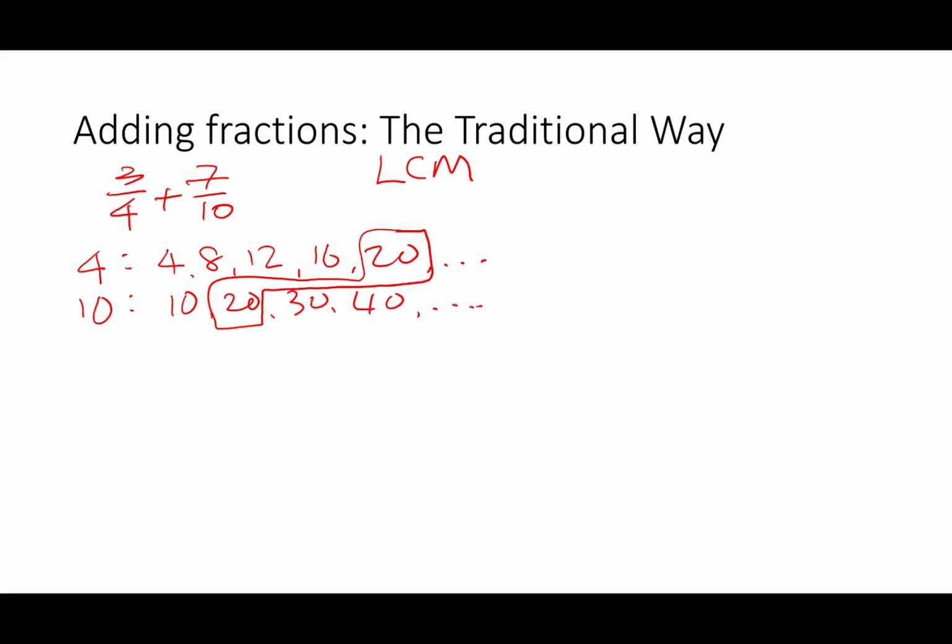Then the next step is to convert the fractions in terms of the least common multiple. That is to say, we want to convert 3 over 4 into the new denominator, which is the least common multiple, 20. So how do we convert 4 into 20? This is equivalent to multiplying 4 by 5. And if we do that, we need to multiply the numerator by the same number as well. So 5 multiplied by 3 gives us 15.